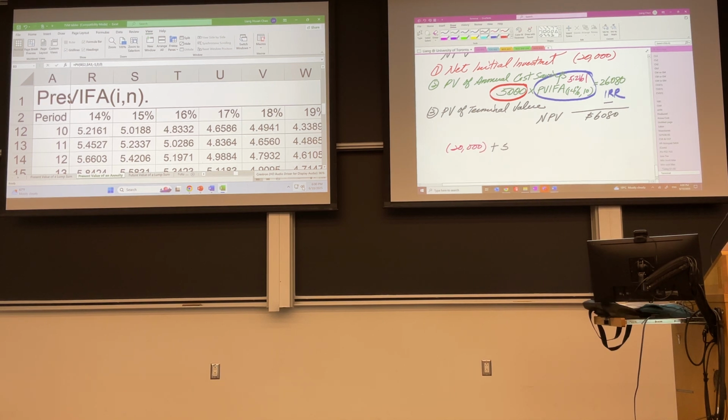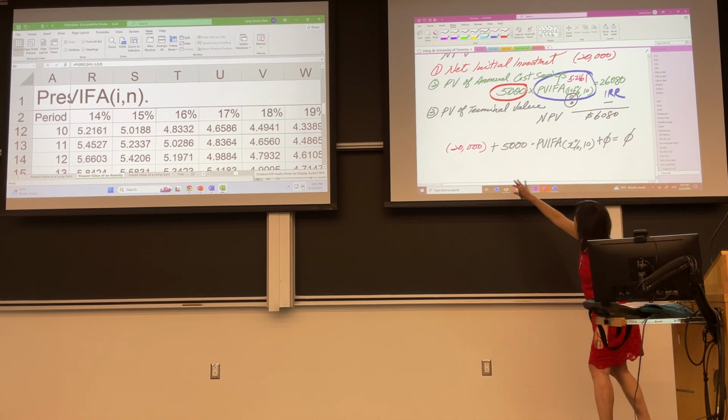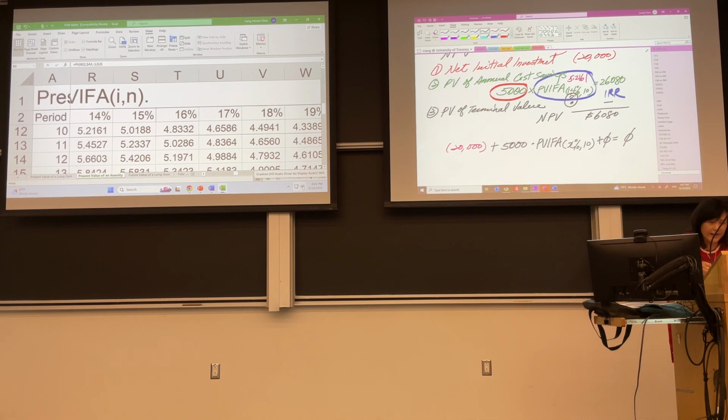Plus 5,000 times, I don't know the interest rate. What does this interest rate have to be to make the whole thing equal zero? So 20,000 plus 5,000 times the present value interest factor annuity at X% interest rate for 10 periods, plus residual value, equals zero. This interest rate, which makes the whole thing equal zero, is called the IRR.